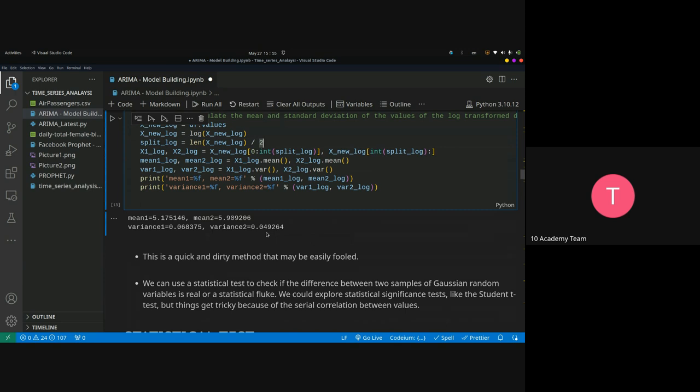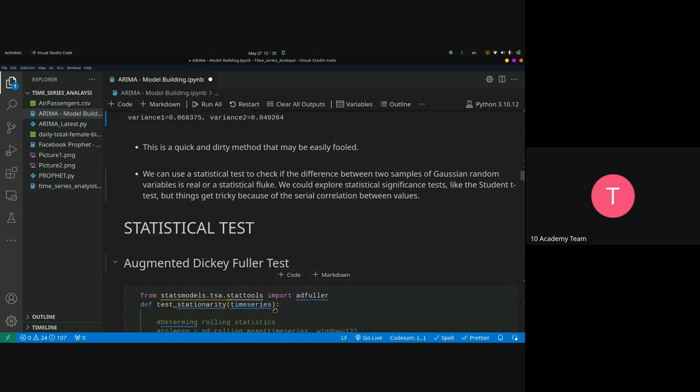Which means the difference of the means and the variance between the left and the right hand are almost the same, which means it looks like stationary. That's after transformation, after we took the log of the data. But these are just a quick and easy way to say something about the data, but they might easily fool you. You need to be careful.